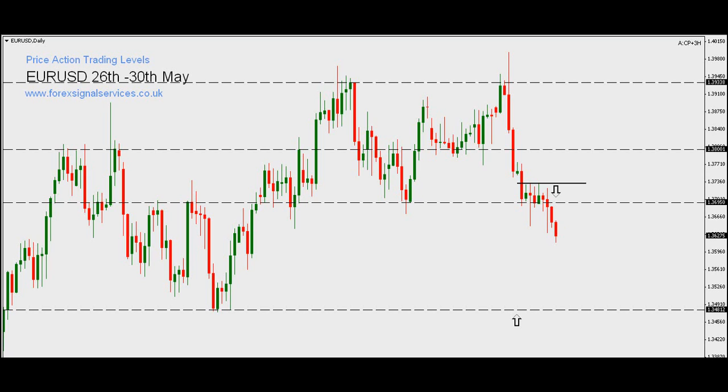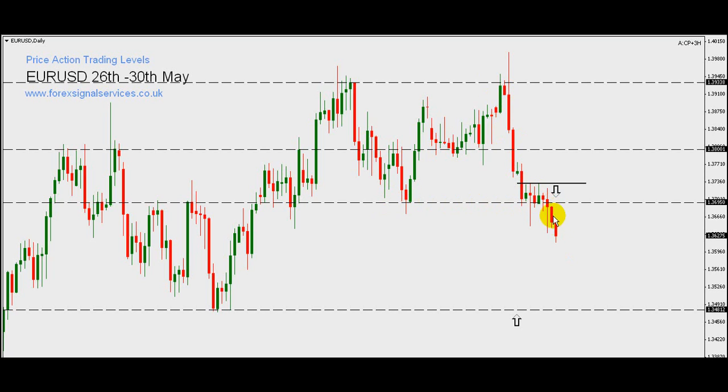Here's our price action trading levels for the 26th to the 30th of May, starting with Euro USD. This pair spent a whole week trying to decide on its direction. It found a resistance level just here, and it eventually broke down under here, following in with this trend here.